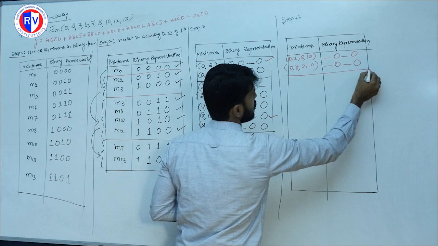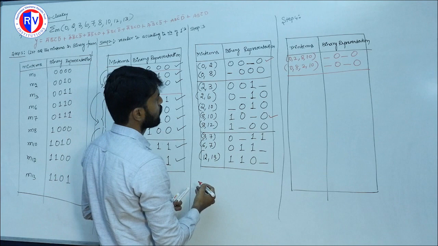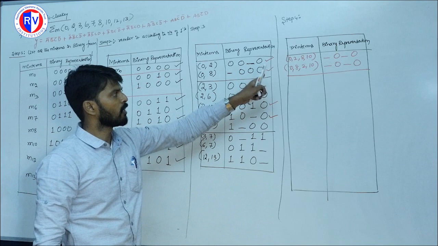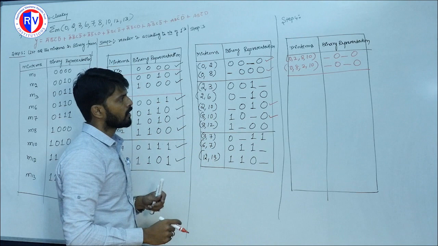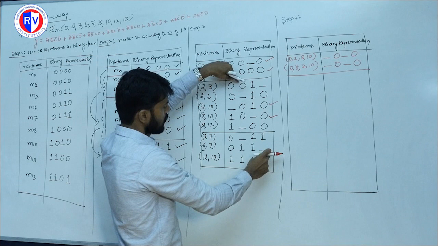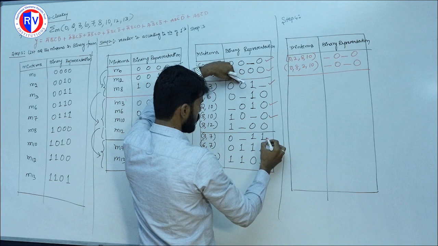Next, this comparison is over and this comparison is over. Once we take a term to the next table, we automatically make it a tick mark. Next, we need to compare this one with this one. Here dash is there, the same position, where here dash is there, here dash is there. First we will compare with this. Will it be a 1 bit change? Yes, there is a 1 bit change: this is the one and this is the one.